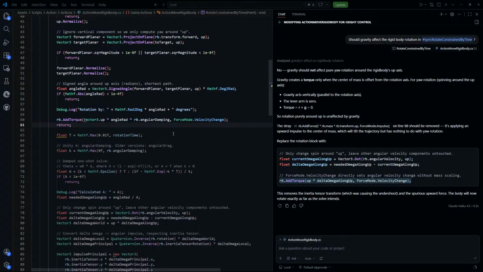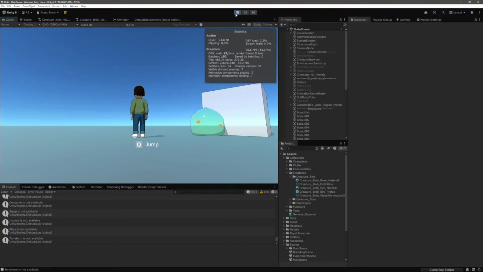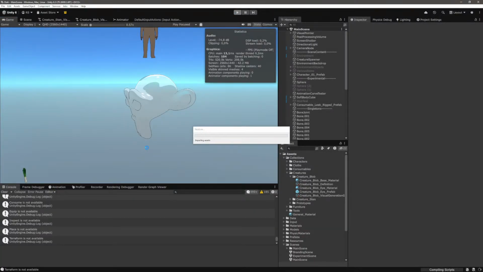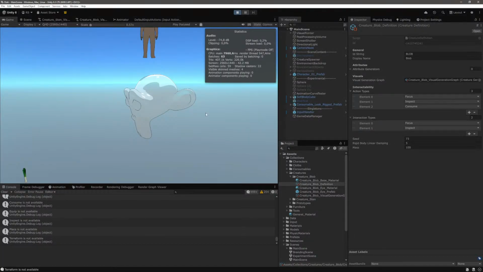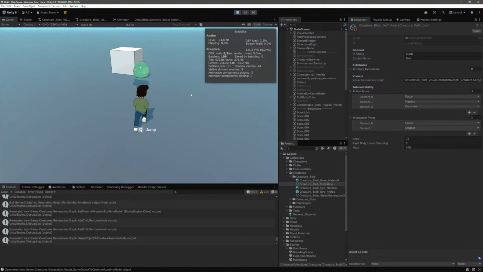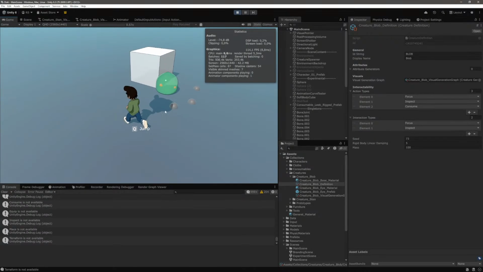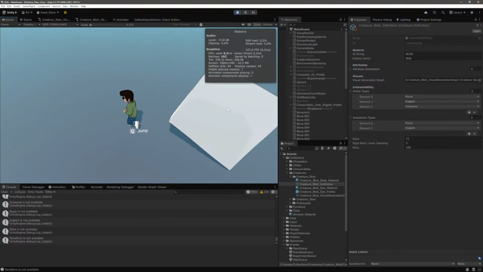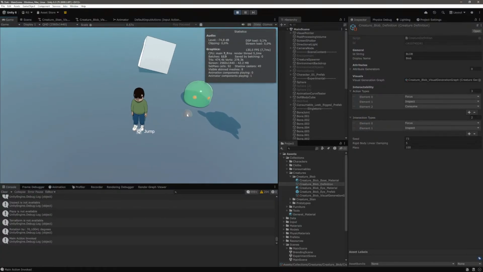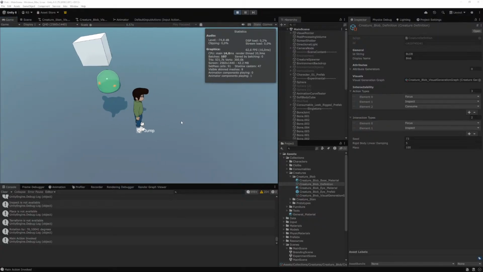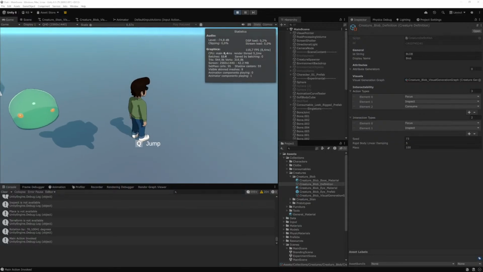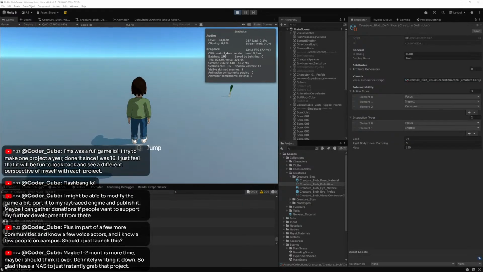Then again, I don't know. Oh, it's pretty much the exact same problem, isn't it? Maybe 1-2 months more. Maybe I should think it over. Let's see. Yeah, then we get this again. There we go.